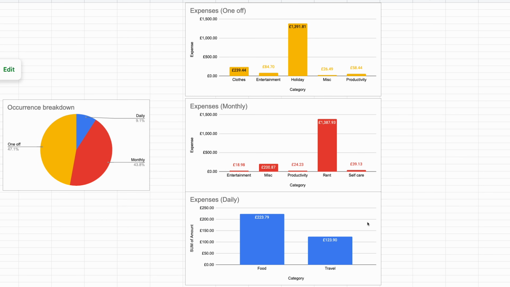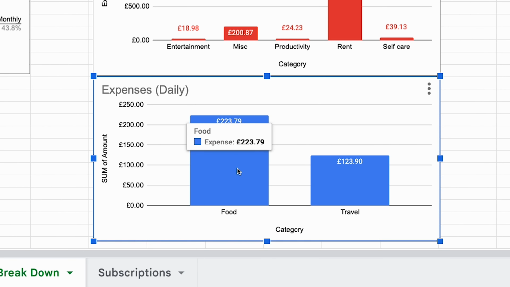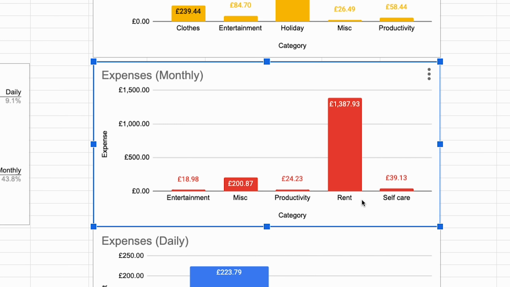So after doing those pivot tables, I made these graphs so you can see my daily expense, most of it is on food, and then travel's about 50% of that. Monthly expenditure, basically all of it is rent, and then a tiny amount of productivity, entertainment, self-care.